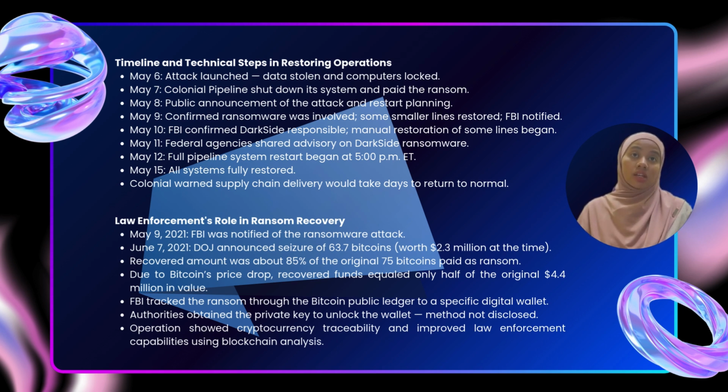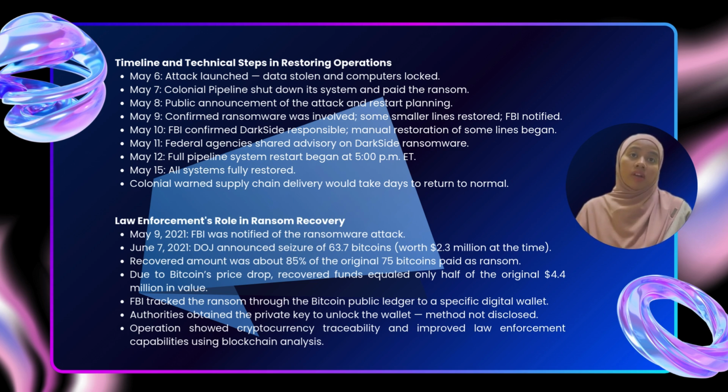Firstly, on May 6, the attack was launched, so the data was stolen and computers were locked. On May 7, Colonial Pipeline shut down its system and paid the ransom. On May 8, public announcement of the attack and restart planning. On May 9, they confirmed ransomware was involved, some smaller lines were restored, and the FBI was notified about it. May 10, the FBI confirmed DarkSide responsible, and manual restoration of some lines began.